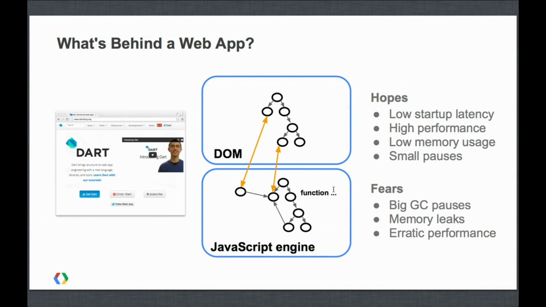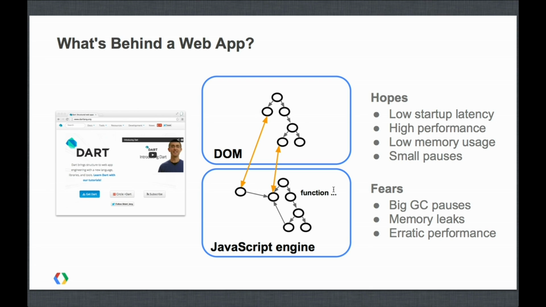First let's look at a browser. A browser has several parts, but if you look at the performance critical part for a web app, it actually consists of two segments. At the lower part, we have the JavaScript engine, where you have all the code and the objects and the wrapper objects that point to the DOM. The DOM consists of the nodes that you can see on the screen. And when you execute your web application, you manipulate the DOM by executing JavaScript.